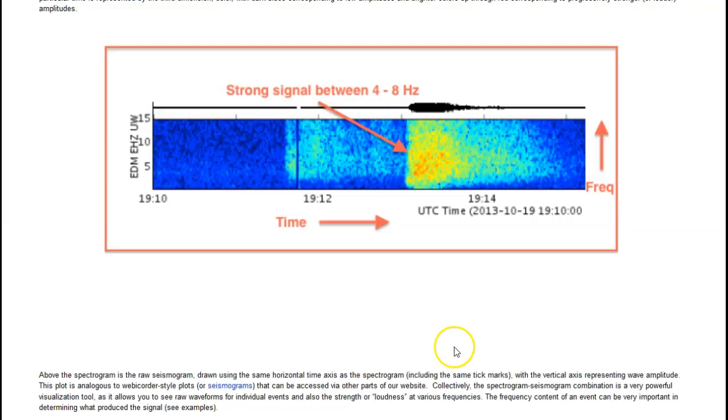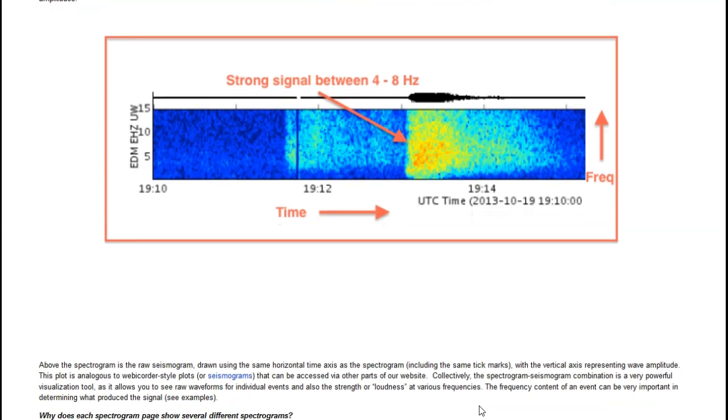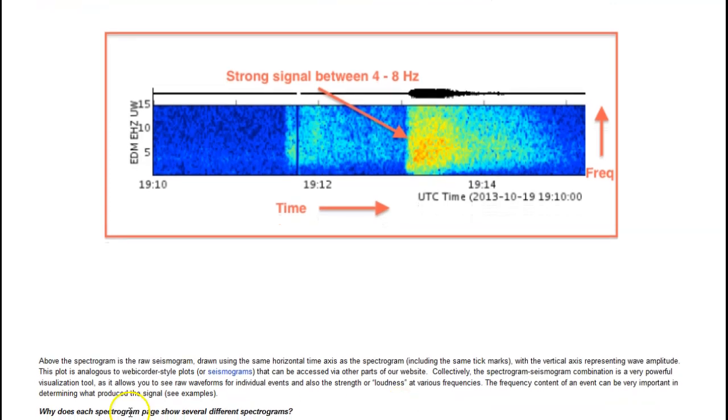It kind of differs. Collectively, the spectrogram-seismogram combination is a very powerful visualization tool, as it allows you to see the raw waveforms for individual events and also the strength or loudness at various frequencies. The frequency content of an event can be very important in determining what produced the signal. That is very, very true.